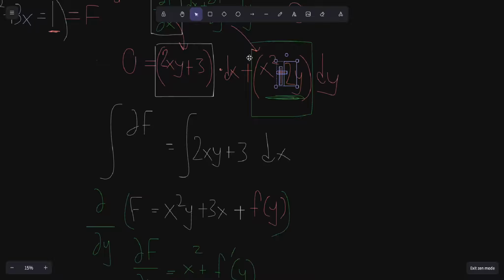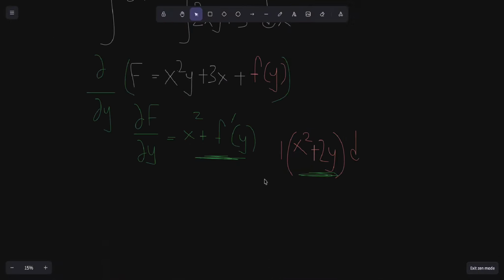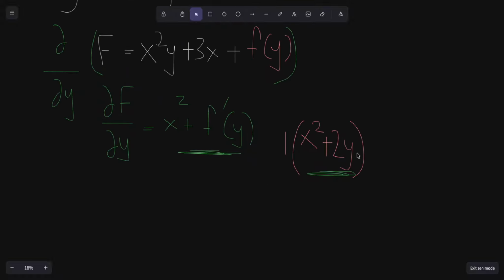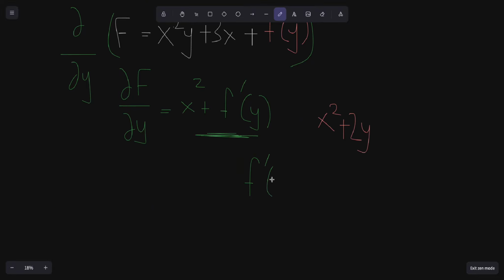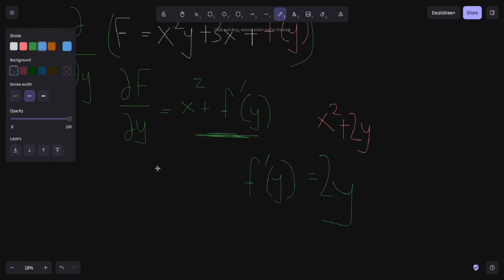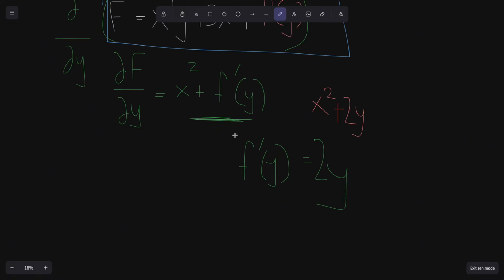This is the cool part now. We are getting to the cool part, and this is all going to make sense. So know that these have to be equal to each other. So what does f prime of y have to be equal to? F prime of y has to be equal to 2y. That's the only way this can make sense. Now recall what we're solving for, though. Remember, f is equal to x squared y plus 3x plus f of y. But right now we have f prime of y. So once again, we have to do another integral. This is a lot of steps, but once you do enough of these problems, it will make sense.